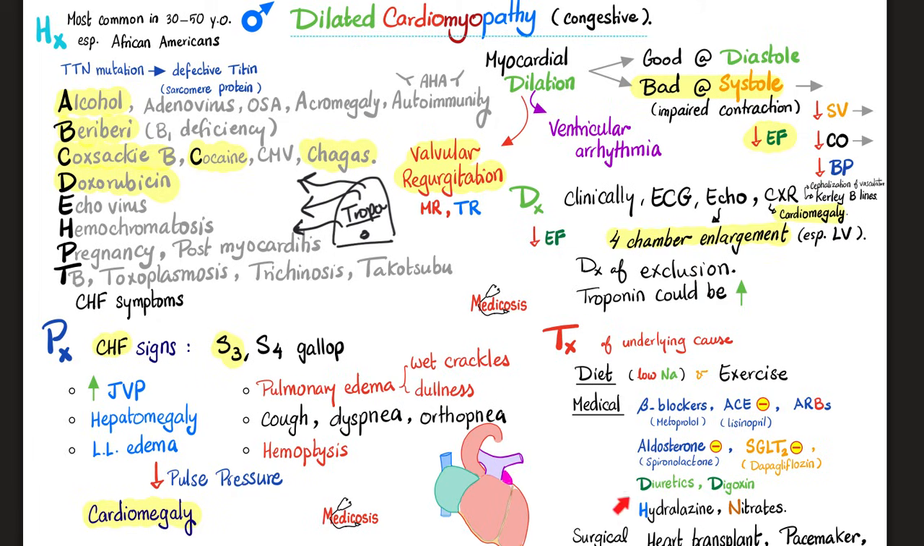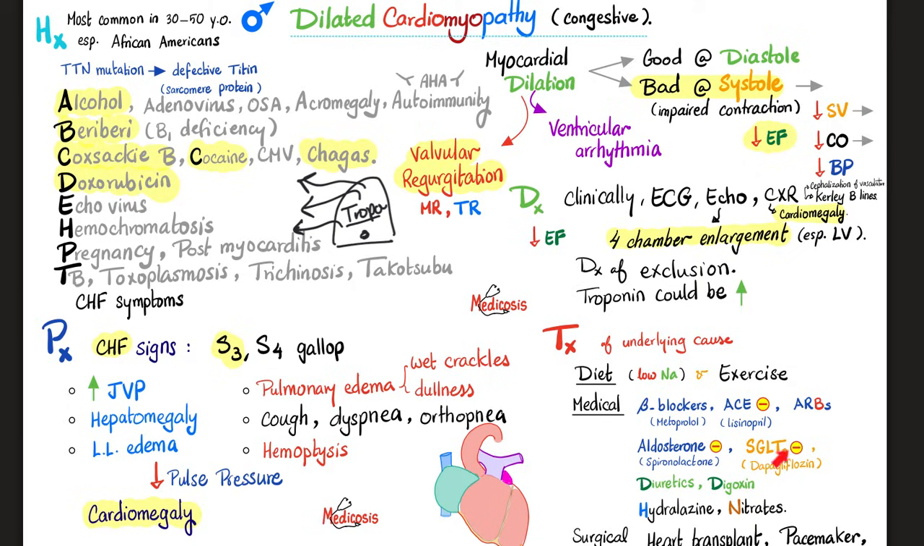Then we have medical and surgical. What are we trying to do? Well, look at our symptoms. Okay, they look like what? Congestive heart failure. So the same medications for CHF. Beta blockers such as metoprolol, ACE inhibitors like lisinopril, angiotensin receptor blockers like losartan, aldosterone receptor blockers, the famous spironolactone. Spironolactone is very good for heart failure.